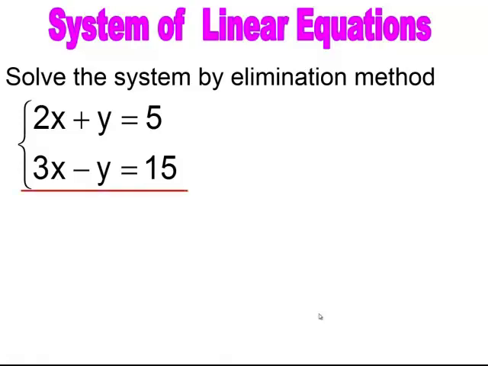So you see in this case I can eliminate the y's. They have the same coefficient with opposite signs. And I'm going to add down and I get 5x equals 20. I'm going to solve for x. I get x equals 4.